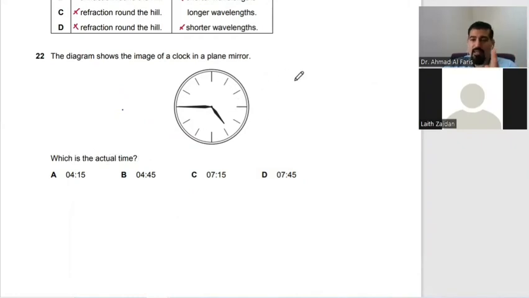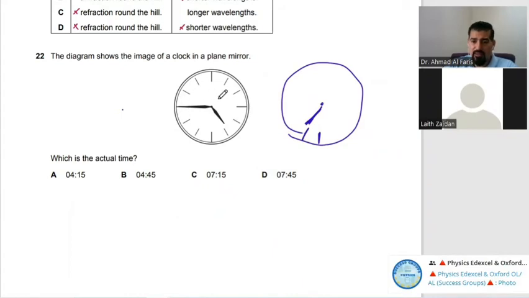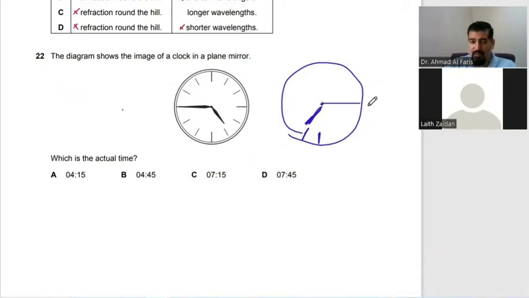Now we can see that the reflection here makes what? Instead of having the short arm in this position, it will be positioned somewhere here after 7. And instead of making the long arm in this position, at 45 minutes, it will be on the other side at 15 minutes. So what will be the time? It will be 7 and 15. So the answer is what? The answer is C, right?